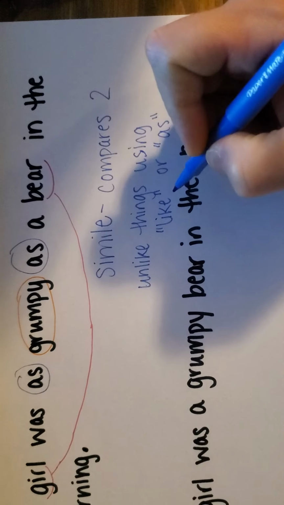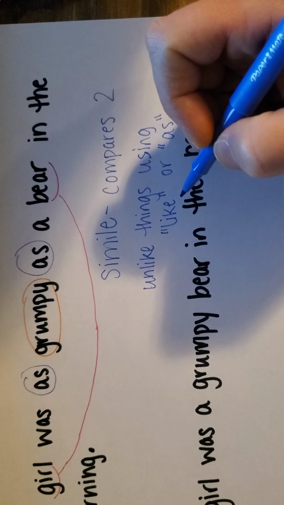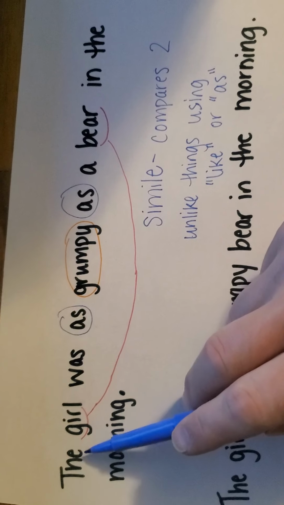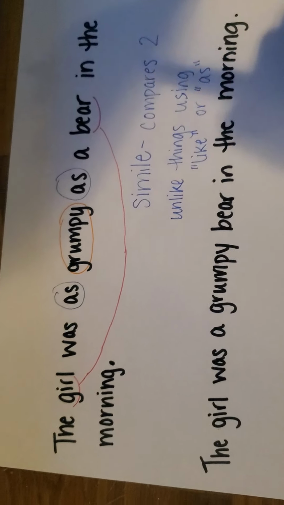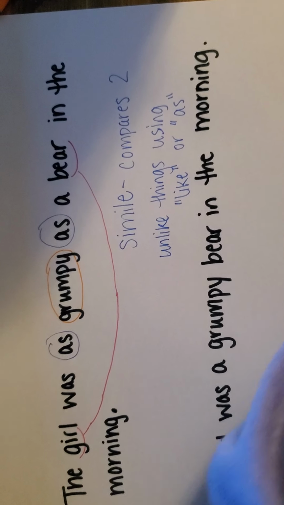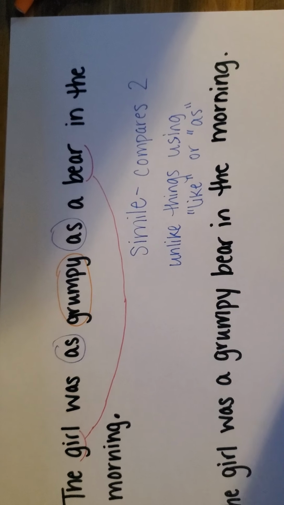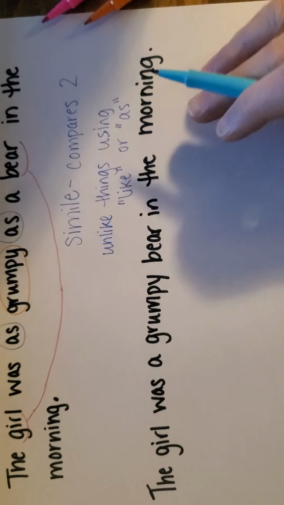Okay? So another example would be, she was like a bear in the morning. So instead of saying the girl was as grumpy as a bear, you could say the girl was like a bear in the morning, meaning she was grumpy. Or I'm as hungry as a bear. I've heard that saying as well. Okay? So if we look at the next example here, the girl was a grumpy bear in the morning.